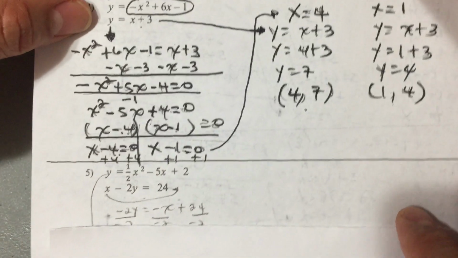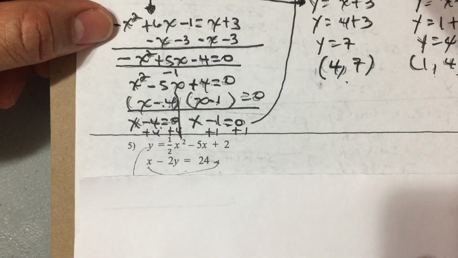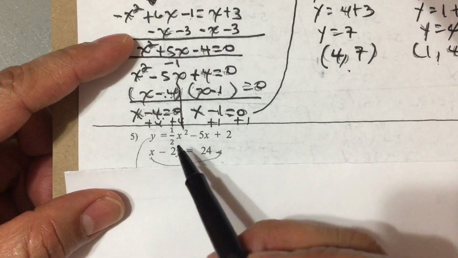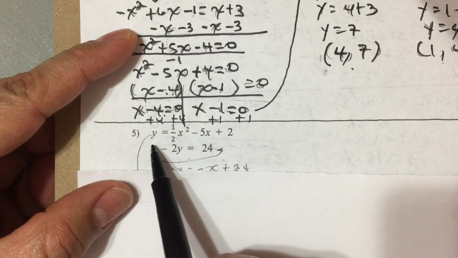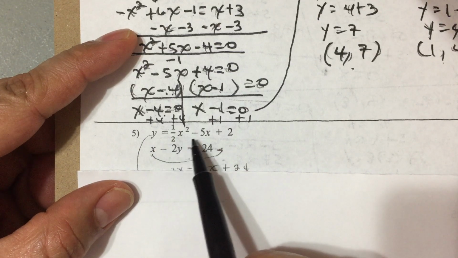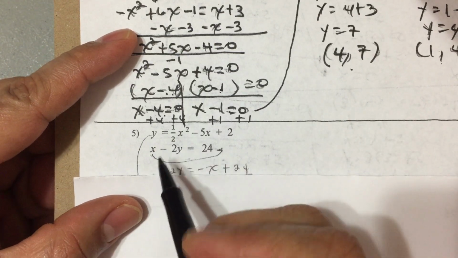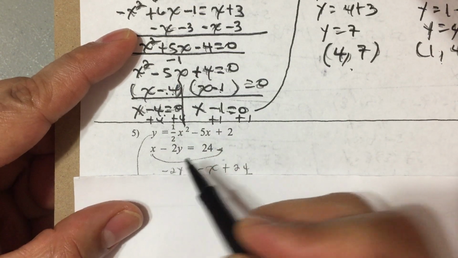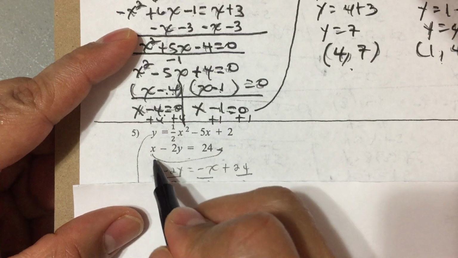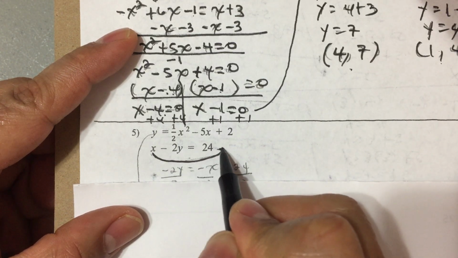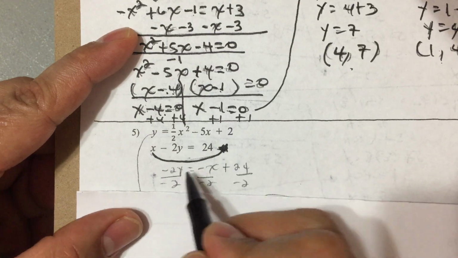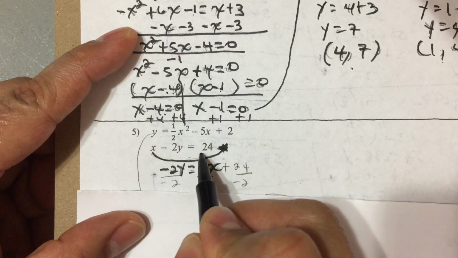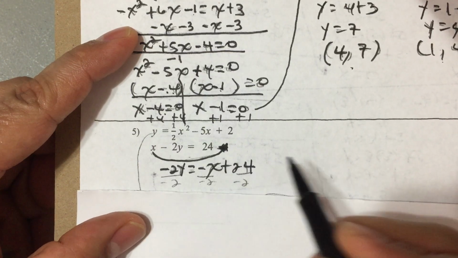Two more, but this one is going to be a little more work, because you're going to see why, okay? Look, I have my first equation, which is the quadratic, which has a fraction: 1/2 x squared minus 5x plus 2. Then I have the linear equation, which is not solved for, okay? The y is not isolated. So the first thing I have to do is isolate the y. So this y is going to travel to the right side of the equation, and I'm going to have left negative 2y equals negative x, because if it's positive, it becomes negative, plus 24.